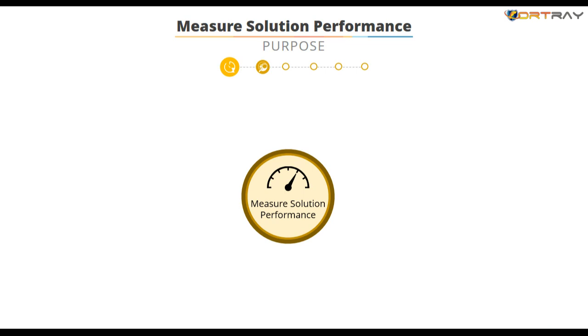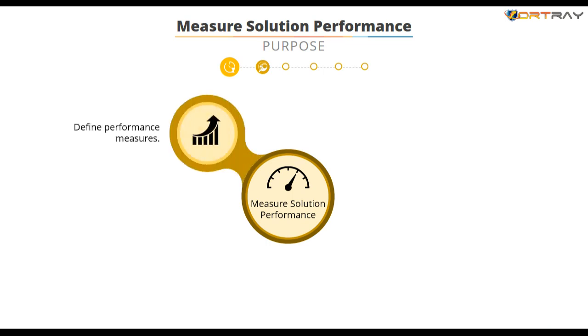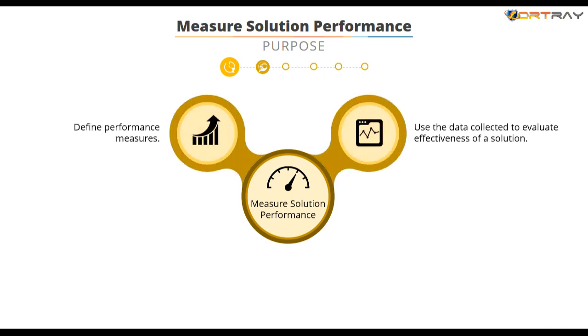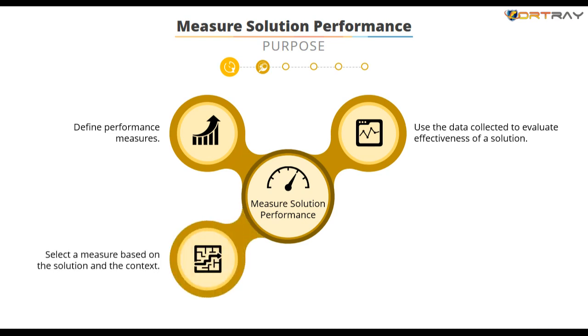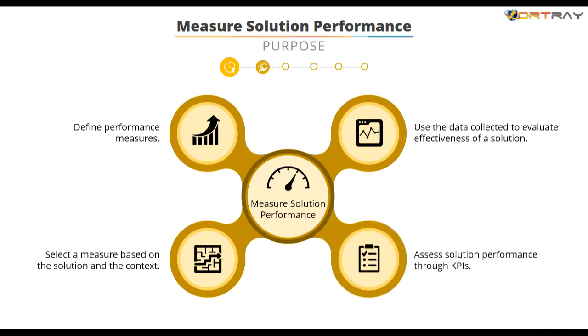The purpose of the measure solution performance task is to define performance measures and use the data collected to evaluate the effectiveness of a solution. The measure used depends on the solution and the context. The performance measure should be inbuilt in. If it is not, then the business analyst should work with the stakeholders to determine and collect the measure. Performance may be assessed through key performance indicators, or KPIs.